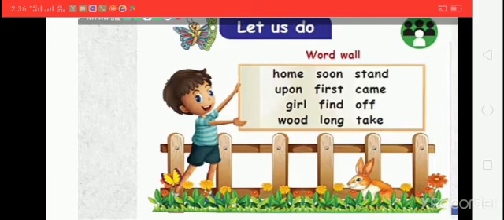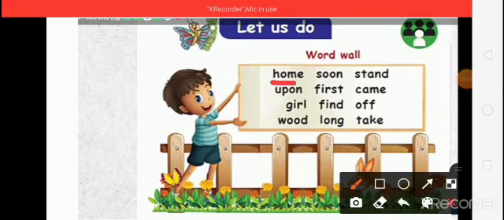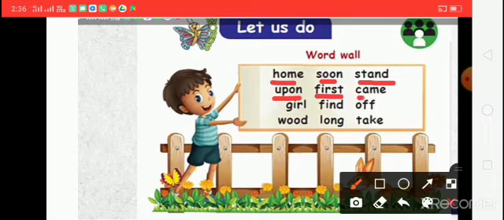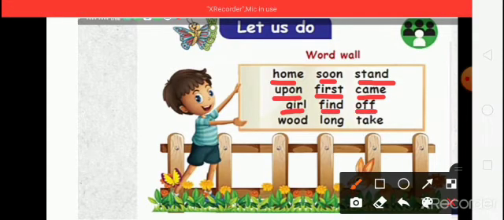Now word wall. H-O-M-E, home. S-O-O-N, soon. S-T-A-N-D, stand. U-P-O-N, upon. F-I-R-S-T, first. C-A-M-E, came. G-I-R-L, girl. F-I-N-D, find. O-F-F, off. W-O-O-D, wood. L-O-N-G, long. T-A-K-E, take.